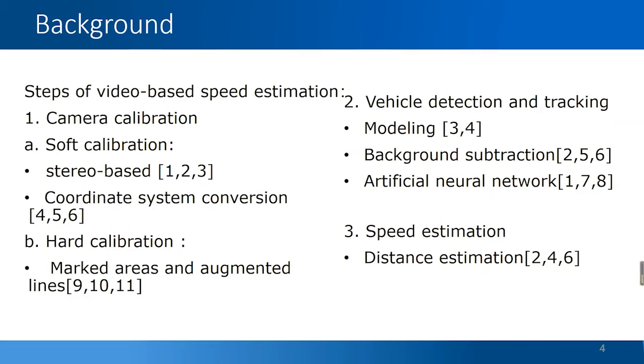Then it is speed estimation. Distance estimation usually uses the Euclidean distance method. Time is obtained from the frame data. With distance and time, speed can be calculated. Step 2, vehicle detection and tracking, is the most time-consuming part because they use the pixel domain method.